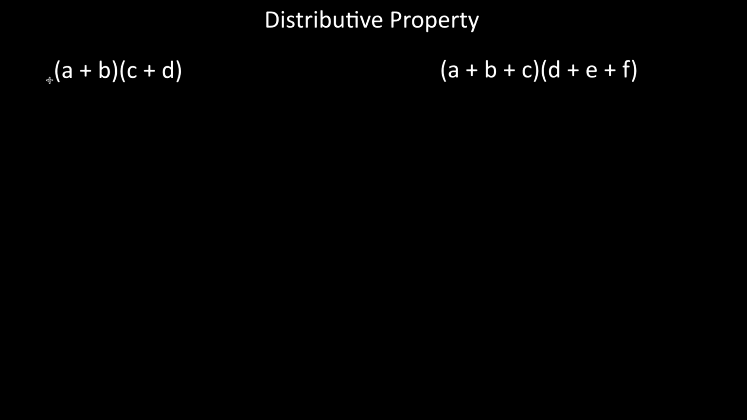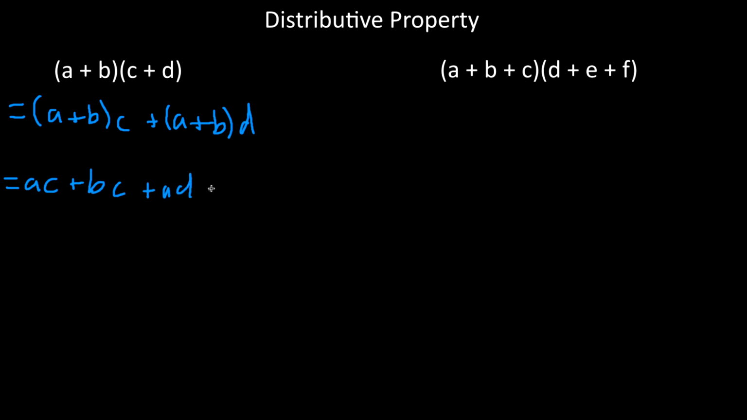Now what happens if we have multiple terms inside multiple brackets? Look at this example, (a + b)(c + d). If we treat a + b as the term outside of the brackets, then we can use distributive property here. Then this becomes (a + b) times c plus (a + b) times d. And we can use distributive property again here. So this becomes ac + bc + ad + bd. And I'm going to rearrange this so that it becomes ac + ad + bc + bd. You'll see why in a moment.